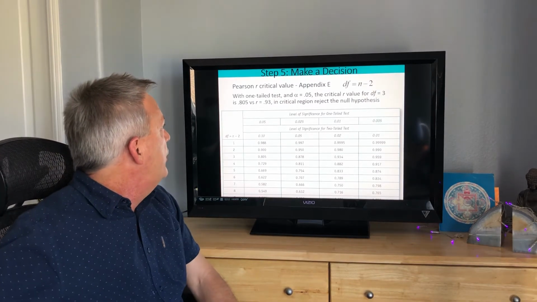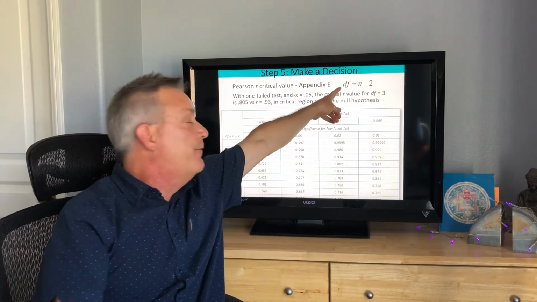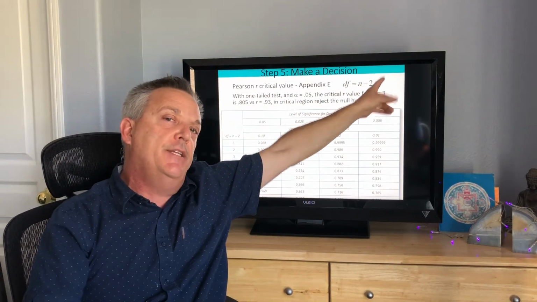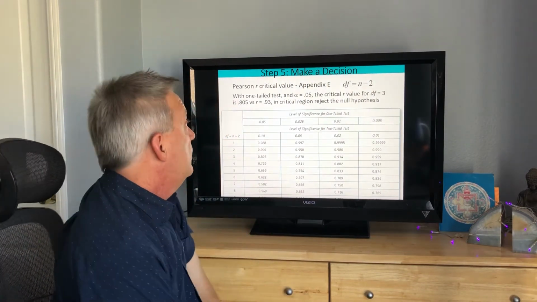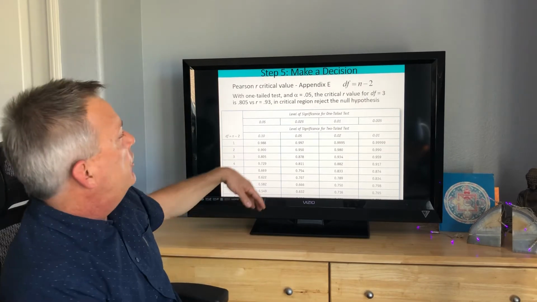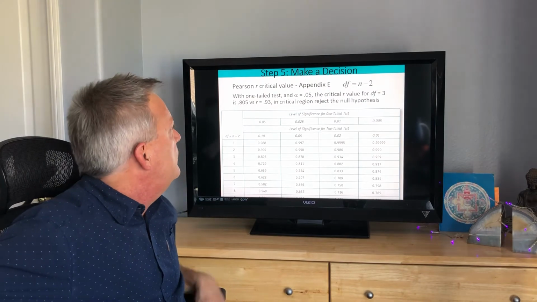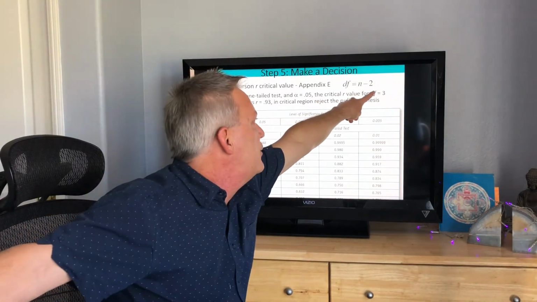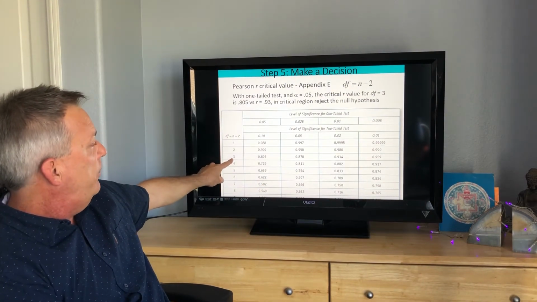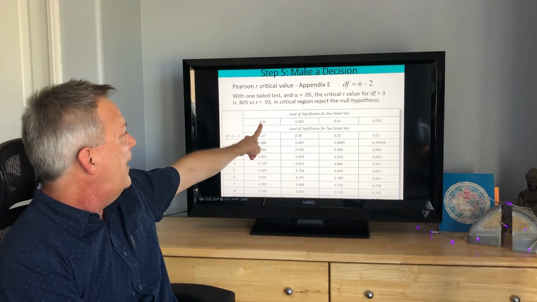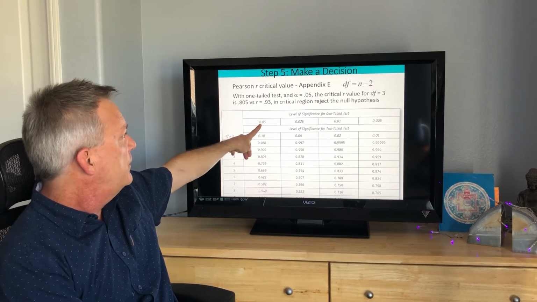So for the Pearson R value, our critical value that we're going to find, the degrees of freedom for Pearson R is n minus 2. Not n minus 1, but n minus 2. So how many people did we have in our study here? It was 5, right? So 5 minus 2 is 3. So we're going to find degrees of freedom 3 right here. And 0.05 is right there for a one-tailed test, right? And this is a one-tailed test.